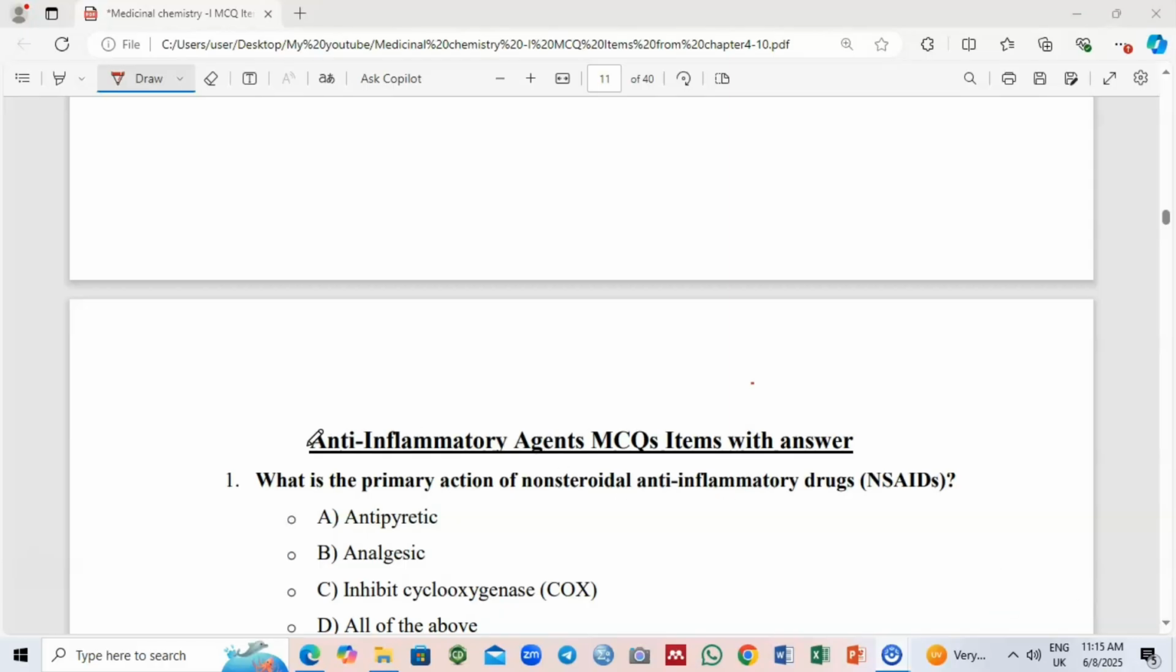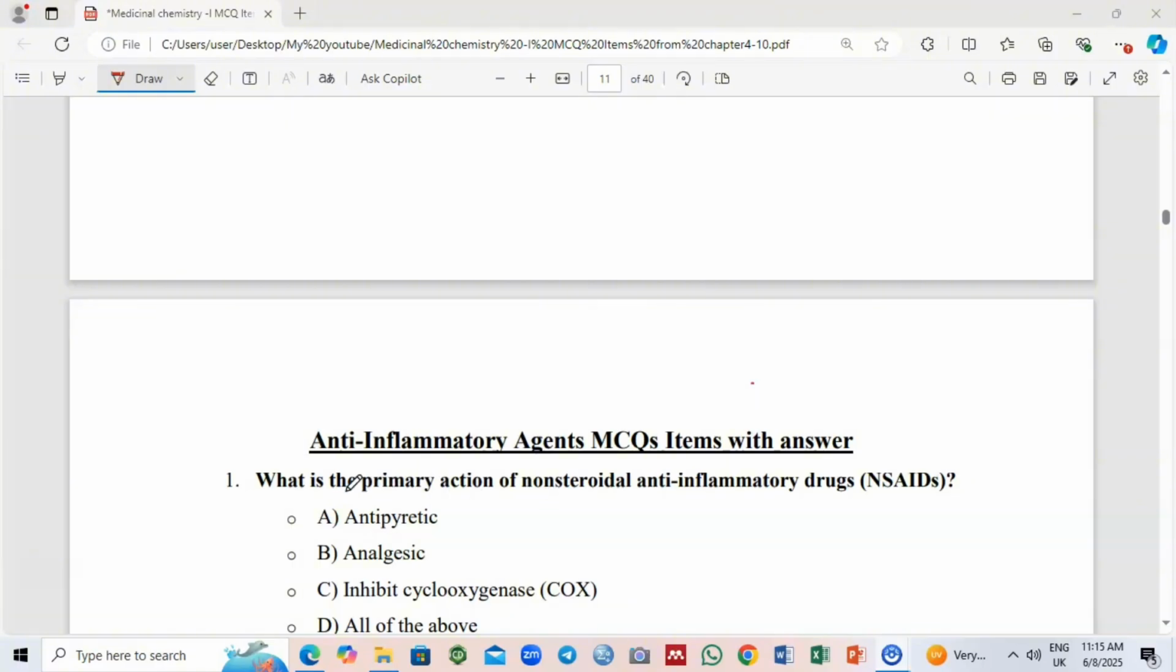So these are anti-inflammatory agent MCQ items with answers and clear explanations for students of pharmacy. Most of the questions are highly associated with medicinal chemistry, specifically medicinal chemistry 1, and pharmacology. This is a very comprehensive set of questions, which is very important for you to understand medicinal chemistry as well as pharmacology and prepare for your exit exam as well.